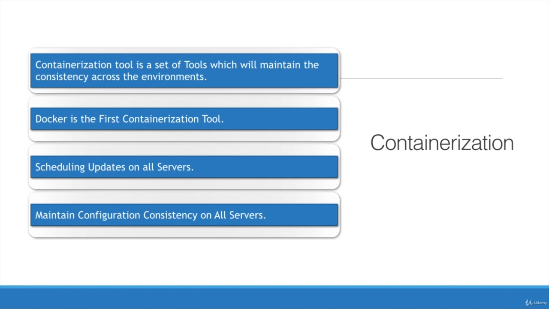Scheduling updates on all the servers is also part of containerization, which means if in my release 2.6 I have updated my authentication service from 4.3 to 4.4, then all the containers running on all the servers should be updated with authentication service version 4.4, right? Maintaining configuration consistency across all the servers is also part of containerization.